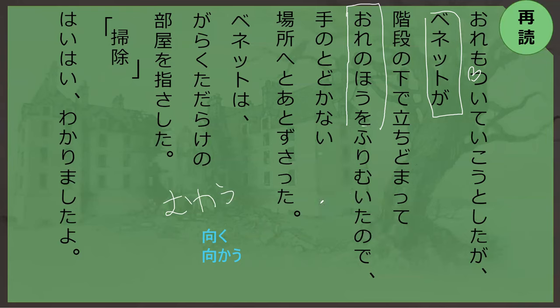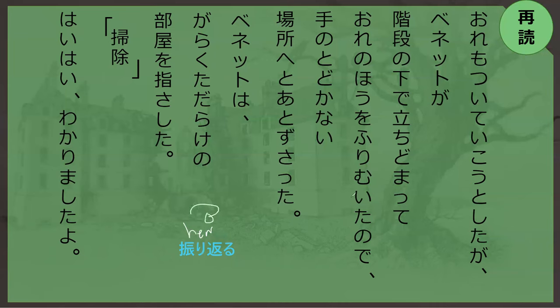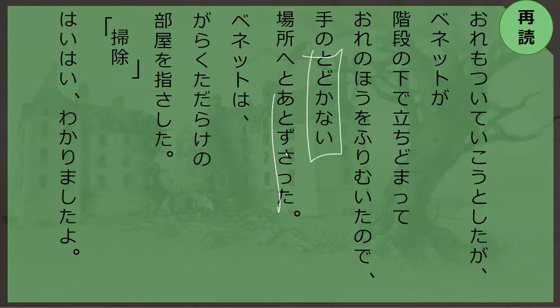So the muku is towards, right? From mukau. Mukau is a noun and muku is a verb. So this is Bennett turning towards my direction. Furikaeru is to turn around, specifically your head. Your head turns around. But here, Bennett probably did a 180 spin, right, in this context. That's why the main character steps back to a place that he cannot reach, he as in Bennett.